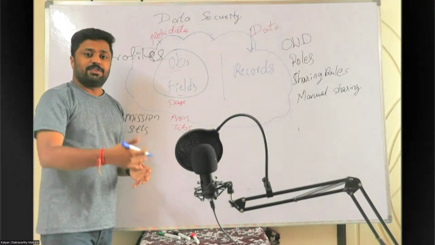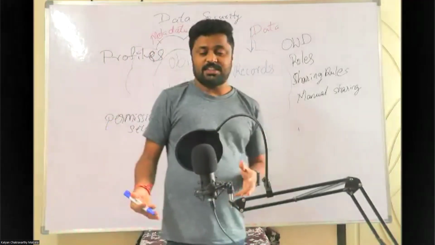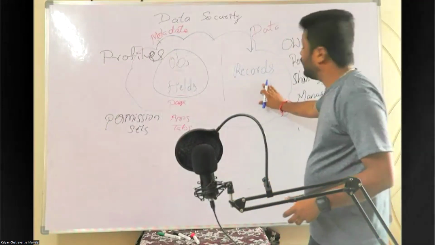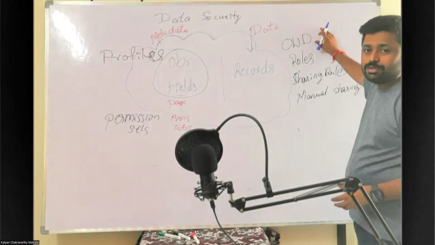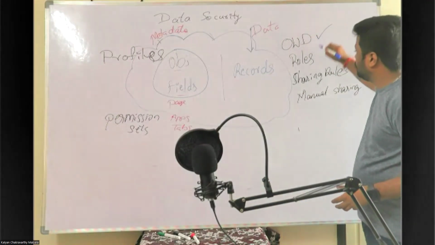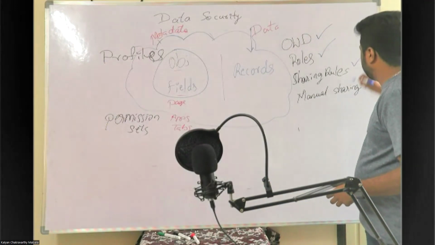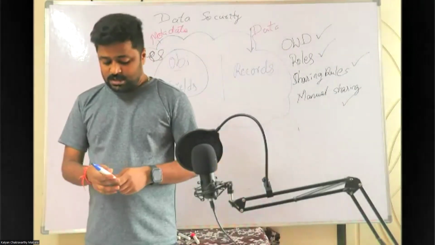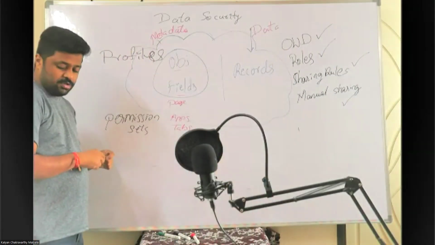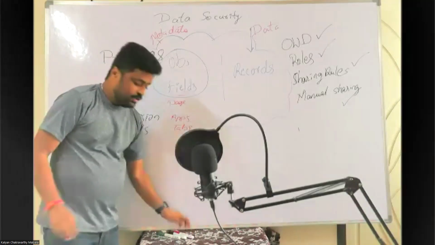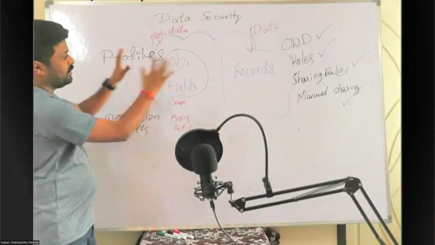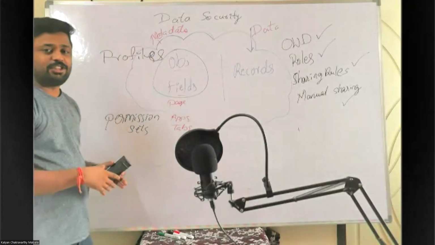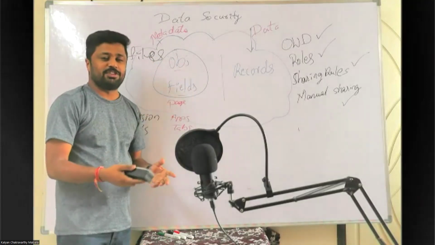If you want to restrict or provide access for the record, or we say record level access, then we have to keep in mind how we are going to give organization wide defaults, roles, sharing rules, and manual sharing. These are the four things you have to keep in mind. So this simple thing is clear, right? I'm going to erase it now. If you want to take a screenshot, you can, or if you will be having a recording, obviously.